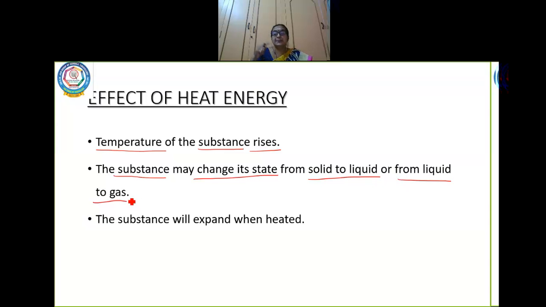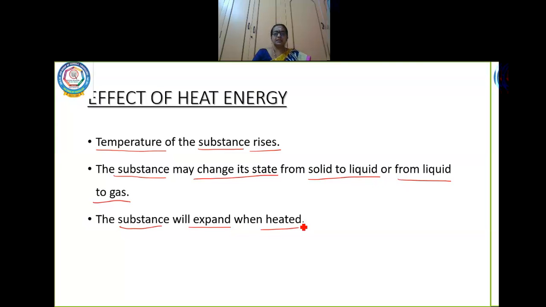So when the temperature is increasing in a body, the substance may change its state from solid to liquid or from liquid to gas. So any change in the state can occur. So this is the second point on the effect of heat energy, right? The third one, which is what we are going to learn in detail now, is that the substance will expand when heated.